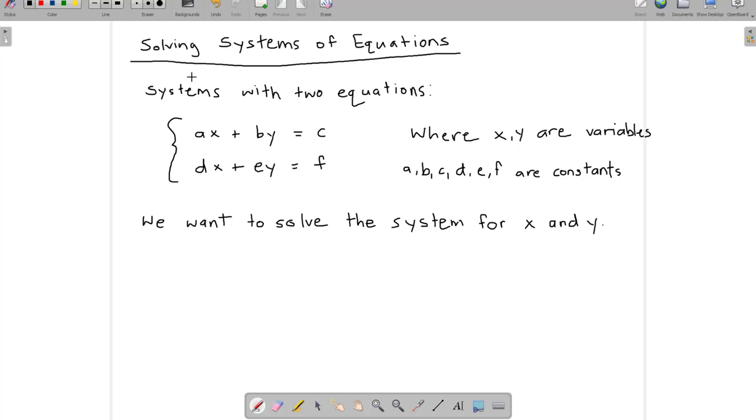Alrighty, so in these last couple sections we're going to be learning how to solve systems of equations. We're going to be studying just two equations. You can have more than that, but we're only going to be doing two equations in a system. So you'll have two equations like ax plus by equals c, dx plus ey equals f, where x and y are the variables, and a, b, c, d, e, f are all constants. And our goal is to solve the system for x and y. So we're going to be learning a couple different methods of doing that.